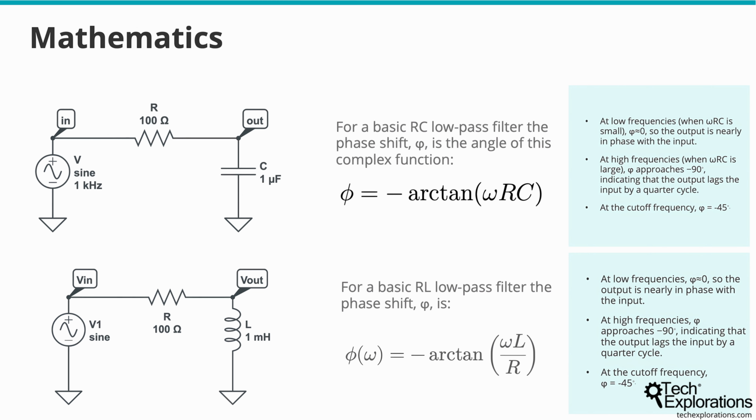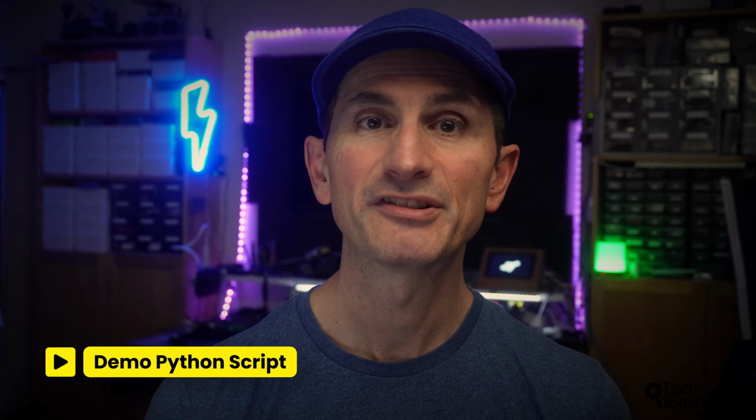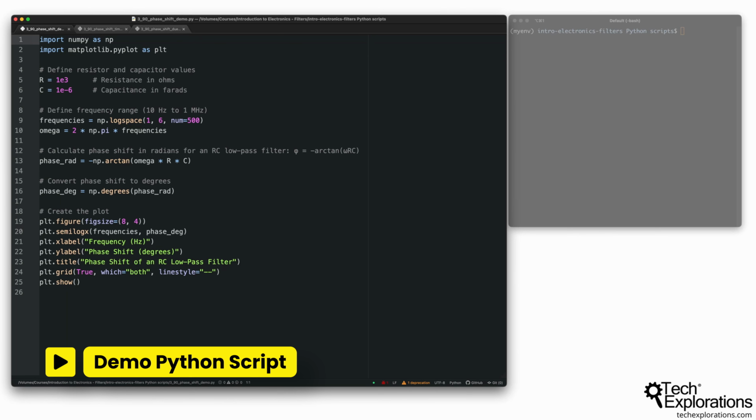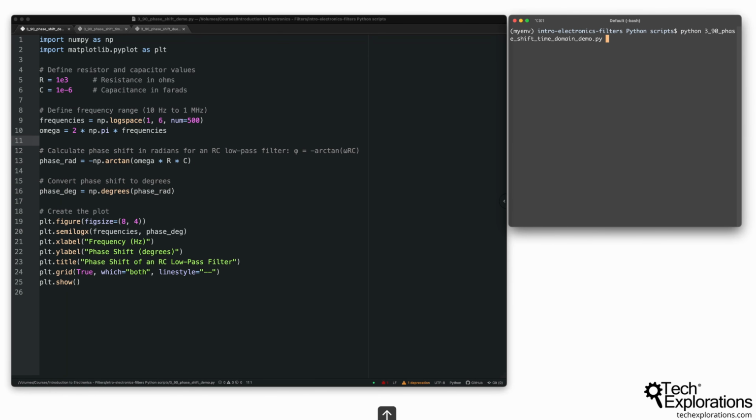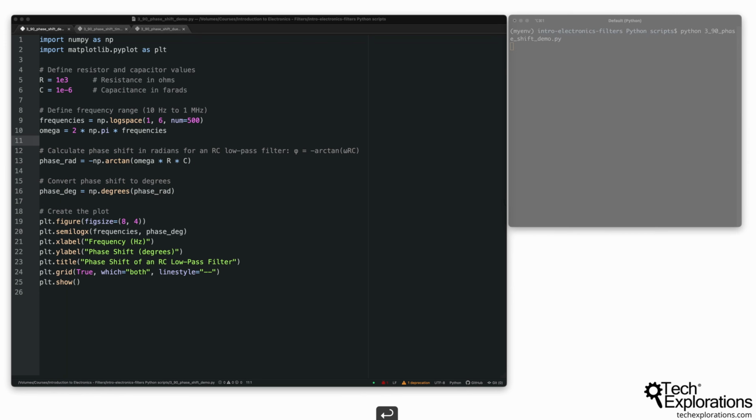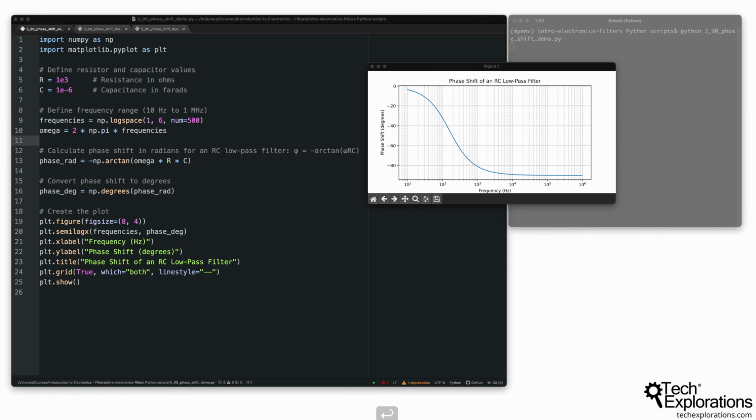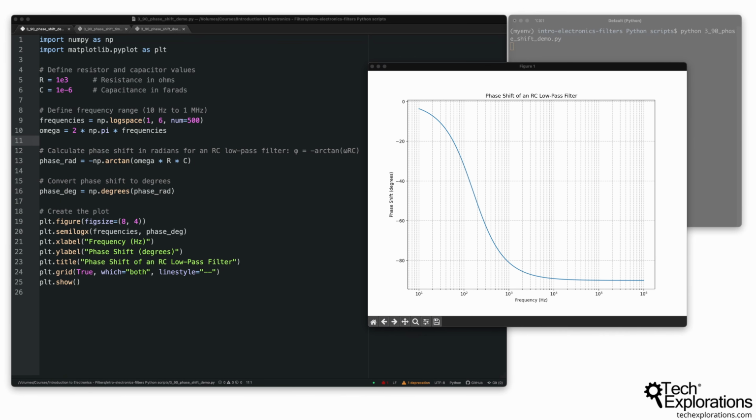A similar analysis applies to other first-order filters, though the specific phase shift formula may vary depending on the circuit configuration. Here's a Python script that calculates and plots the phase shift for an RC low-pass filter over a range of frequencies. This visualization can help you see how the phase shift changes from 0 to minus 90 degrees as frequency increases. In this example, we keep the component values for the resistor and the capacitor the same, and the only thing that would change is the input frequency.